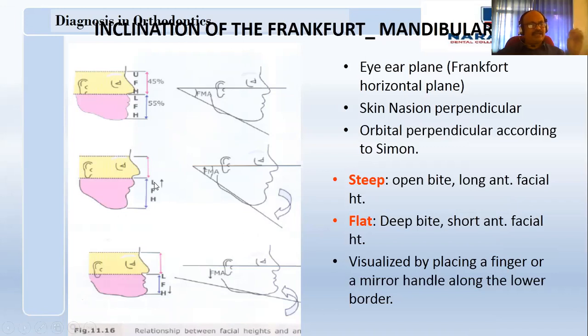And an increased lower facial height and a hyperdivergent face, the clockwise rotation of the mandible, open bite tendency, or the long face, these are all referred to the long type or the steep type of Frankfurt mandibular plane where the angle is increased.